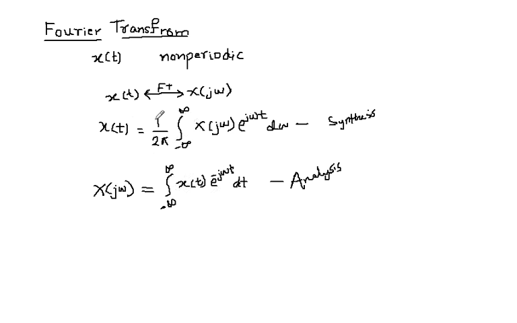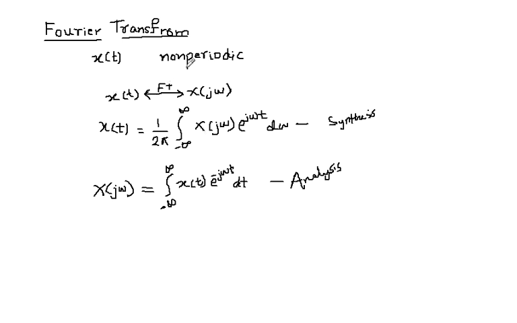So we have 1 by 2 pi integration from minus infinity to plus infinity. When we find the Fourier transform of particular signals, we will get to know that this integration is telling us that the output is not discrete in nature, it is continuous.